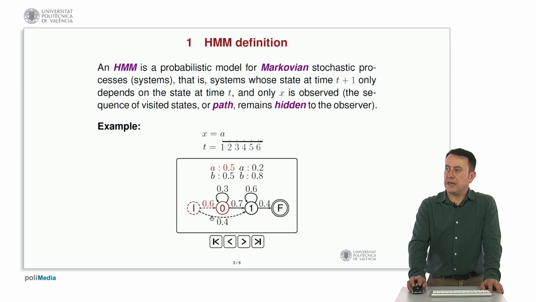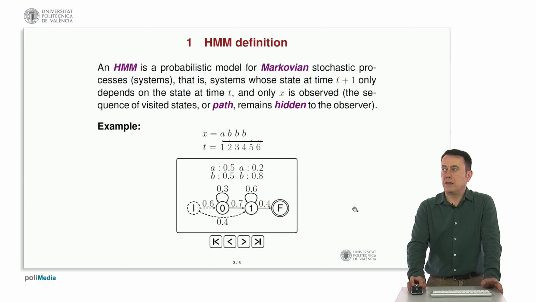First, the machine starts from this initial pseudo state and evolves to an initial state, which could be 0 or 1. Here it transits to state 0, and it emits an A symbol. So we see an A. Then in time 2 the machine moves from 0 to 0, with probability 0.3, and emits a B. Then it transits from 0 to 1 in time 3 and emits a B. Then it moves from 1 to 1 and again emits a B in time 4. And then finally it transits from state 1 to the final state and it ends.